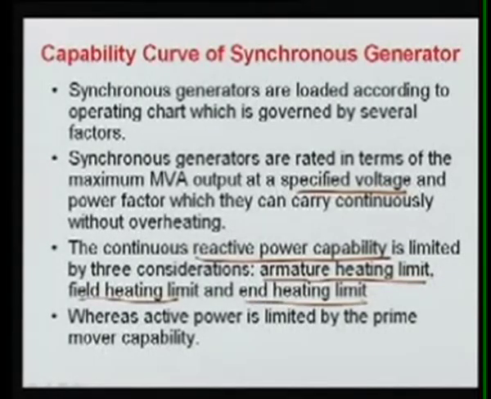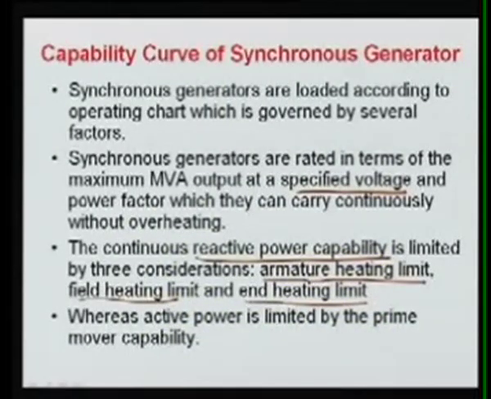The armature heating limit is associated with the current flowing in the armature winding. There is current in the armature winding once the generator is generating power. Due to the resistance of the armature winding, there will be I square R loss, and that heat must be dissipated. If it is not taken away, depending upon the cooling of the system, there will be a rise in temperature, and that temperature may damage the insulation of the winding of your generator.